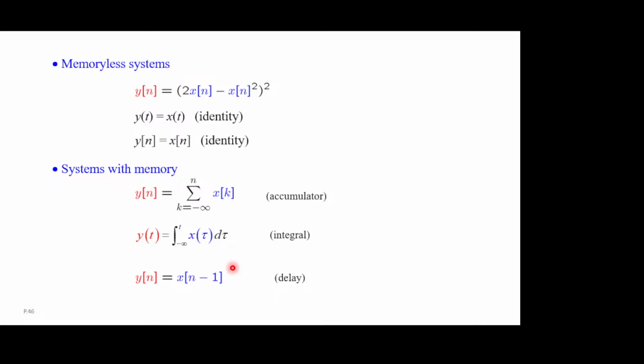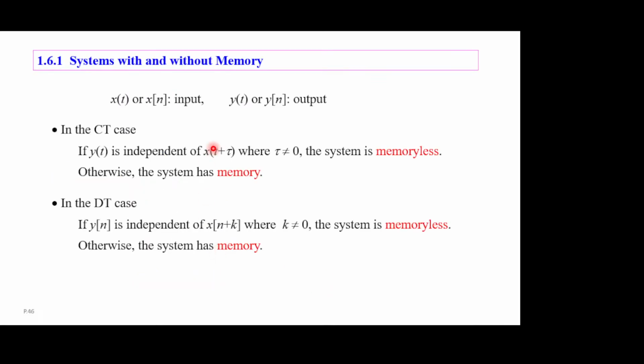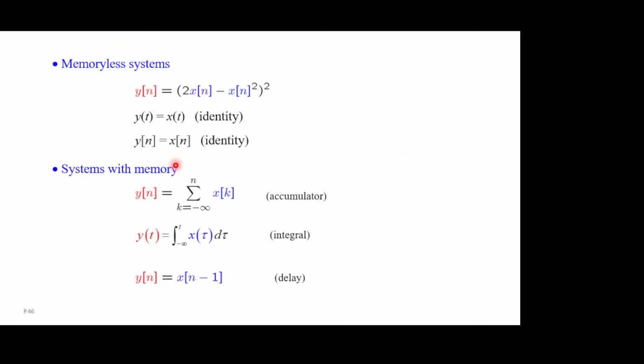Or you can have a delay signal. y of n is just the x of n from the previous time step. Then that's also something with memory. And something less intuitive: if you have y of n equal to x of n plus 1, that's also something with memory, although it's looking into the future. By definition, y of t needs to depend exactly on x of t. So if it depends on anything at t less than 0 or greater than 0, then that's something with memory. Okay?